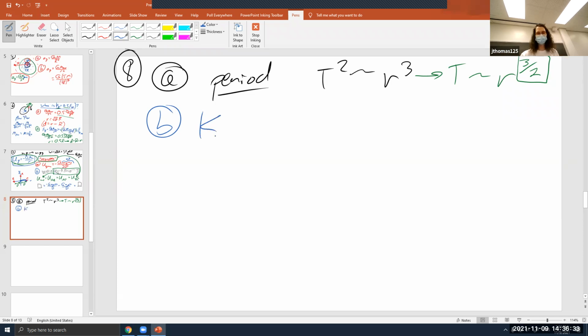Part B, they ask about the kinetic energy. Well, I know that delta K is equal to negative delta U. And that's good enough for me because I know that U varies with 1 over R. That's R to the minus 1. And since K and U have to be on similar terms, this is the same as K varying with R to the minus 1.